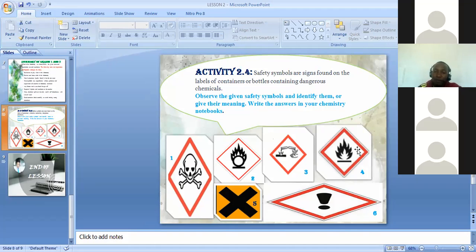The rest of the symbols, you are going to go ahead and identify them. After identifying, I expect you to write in your chemistry notebooks, and we shall be discussing the work thoroughly.